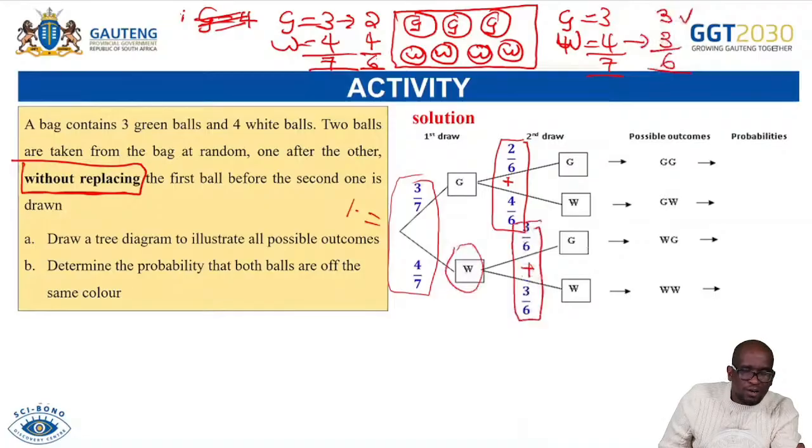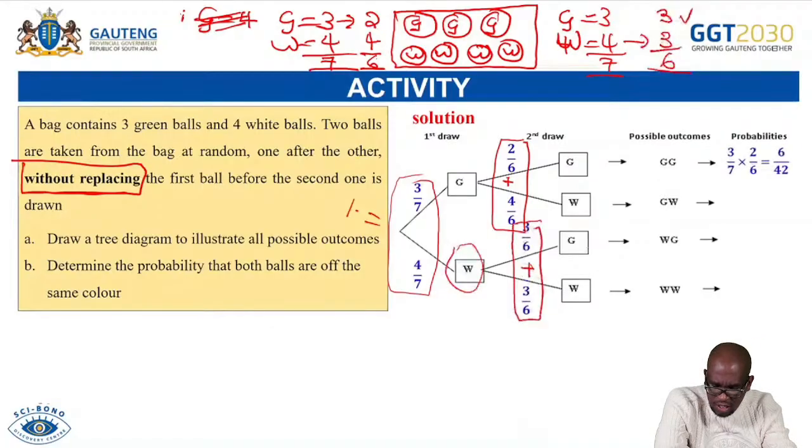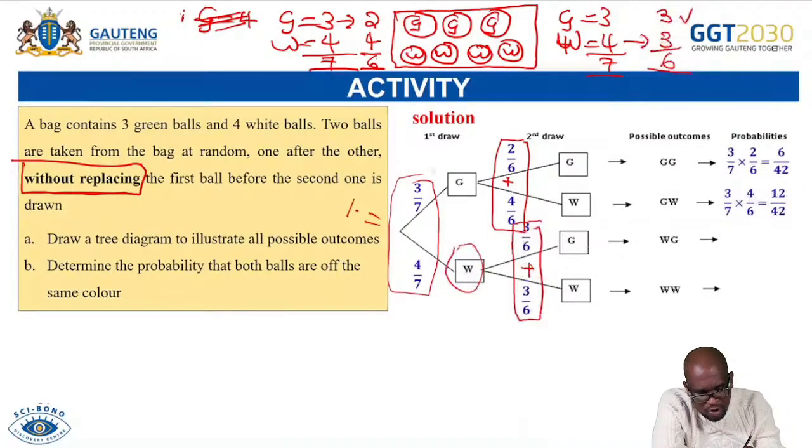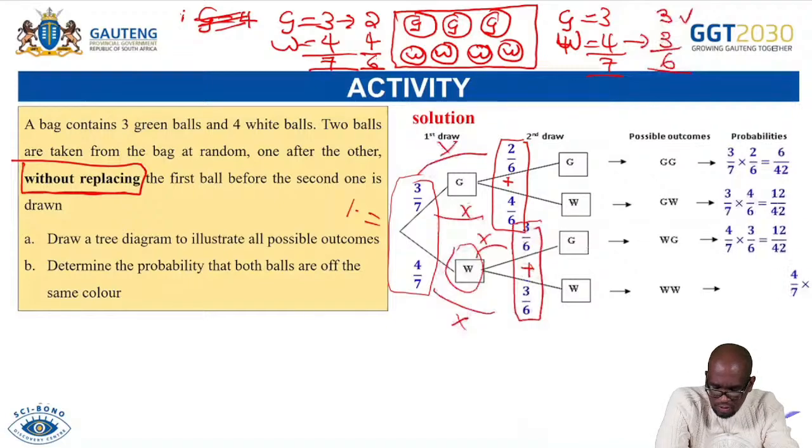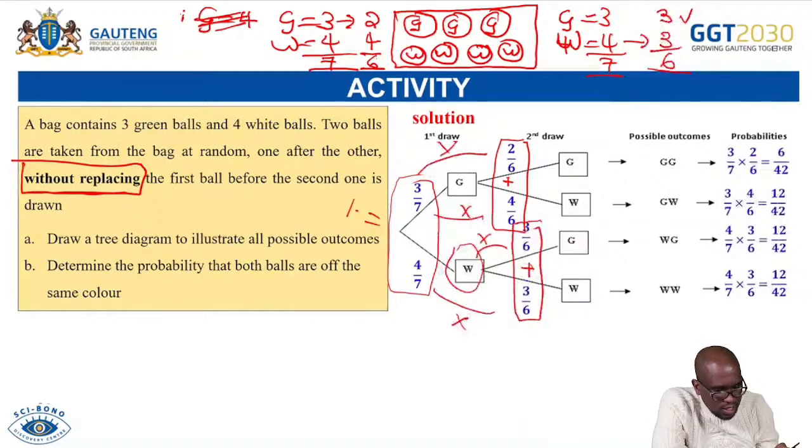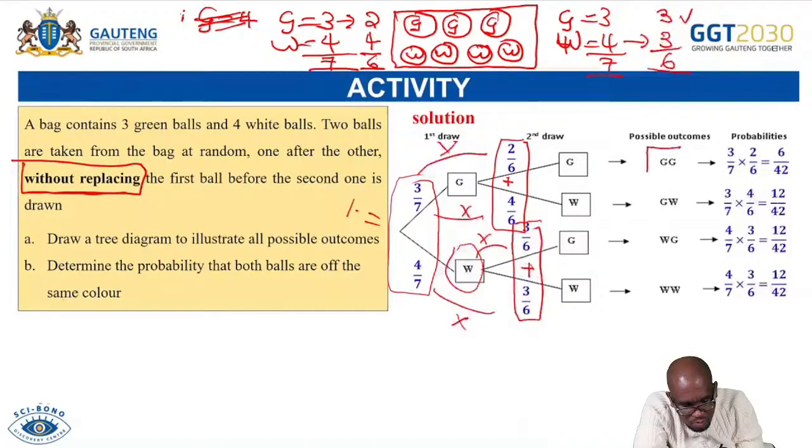So we go to the outcomes. As we did previously, we multiply along the branches. Along the branches, we multiply. So that's what we get as our outcomes. And then determine the probability that both balls are of the same color, all right? For them to be of the same color, they should both be green or both be white. So you see, the answer is either here or there.